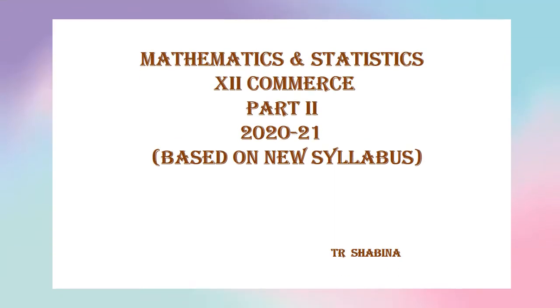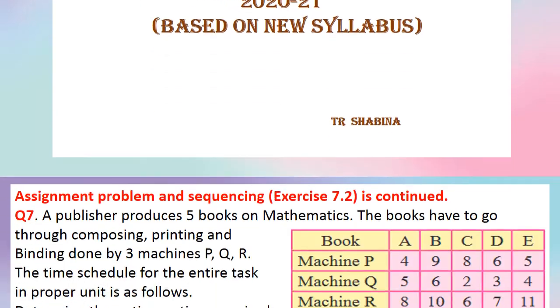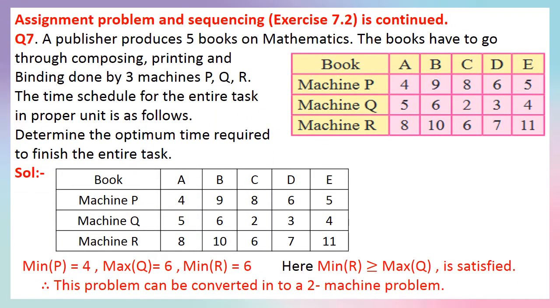Students, now we are going to solve a 3-machine problem of sequencing in the lesson assignment problem and sequencing. A publisher produces 5 books on mathematics. The books have to go through composing, printing and binding done by 3 machines P, Q and R. The time schedule for the entire task in proper units is as follows. Determine the optimum time required to finish the entire task.